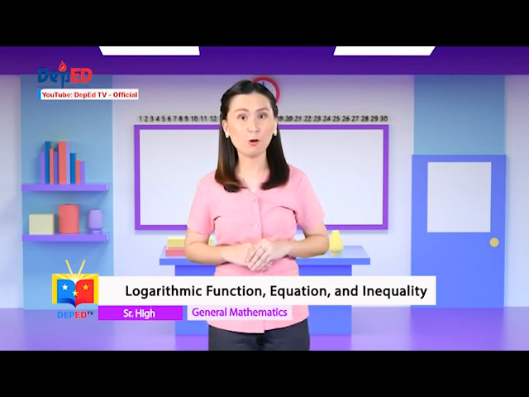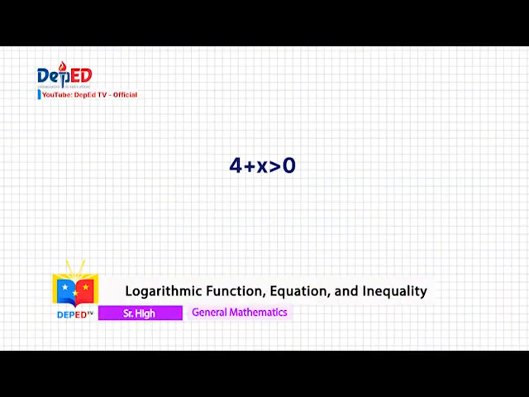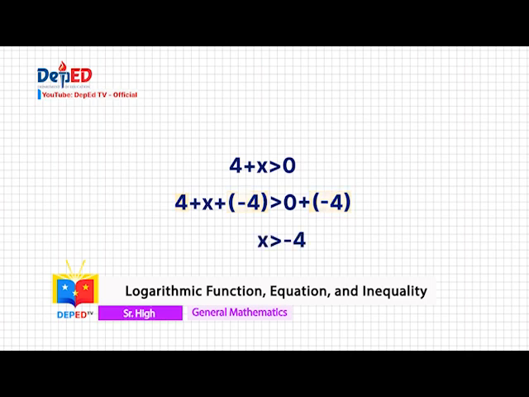Let us now have 4 plus x. Again, this has to be greater than 0. We isolate x on one side of the inequality. By addition property of inequality, we add -4 to both sides. That is, 4 plus x plus -4 is greater than 0 plus -4. Combining like terms, we will have x is greater than -4.